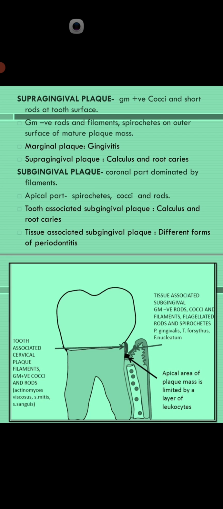Next, the supragingival marginal plaque is responsible for gingivitis, and coronal plaque is responsible for calculus. In the coronal part of subgingival plaque, filaments are dominant, and in the apical parts, spirochetes, cocci and rods are dominant. These are very important points. The tooth-associated subgingival plaque is responsible for calculus and root caries, and the tissue-associated subgingival plaque is responsible for different forms of periodontitis.